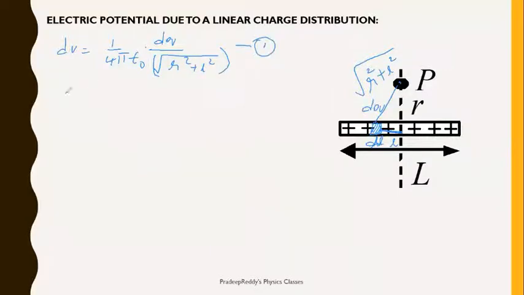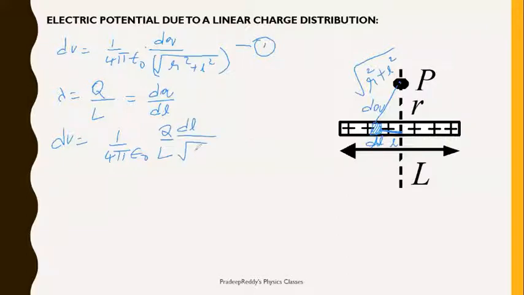Now as we know, lambda is equal to capital Q divided by L, which is equal to dq divided by dl. Substitute this in equation 1. Then dV will be equal to 1 by 4 pi epsilon naught into capital Q divided by L into dl divided by under root r square plus L square. This is the potential dV because of this very small element.